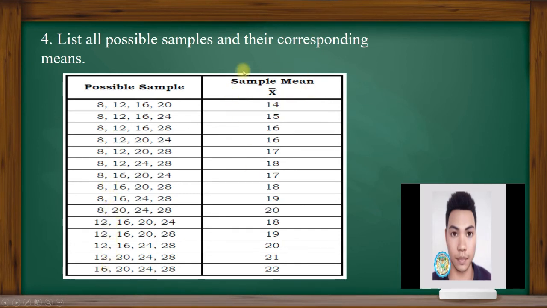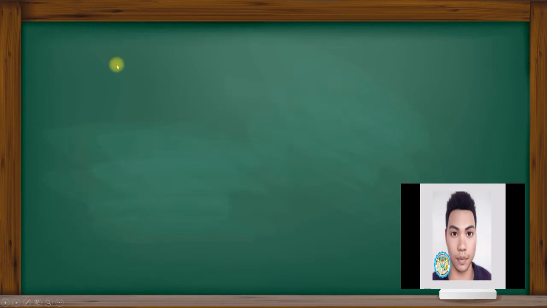And then the sample mean. You just add the four values, then divide by 4. So what we get here for the first is 14, 15, 16, 16, and so on until 22. So these are the possible samples and their corresponding means.